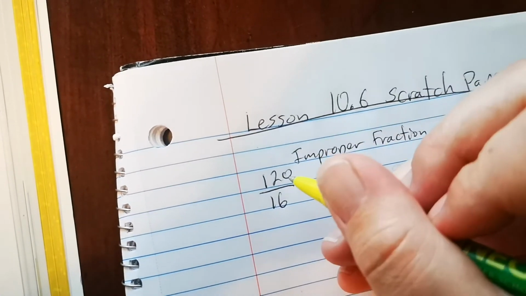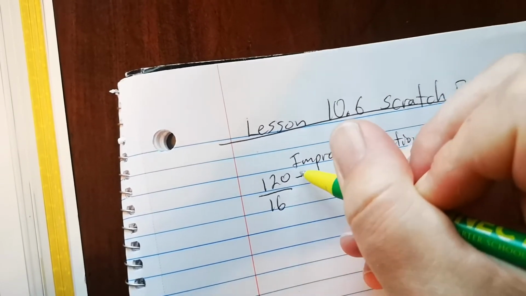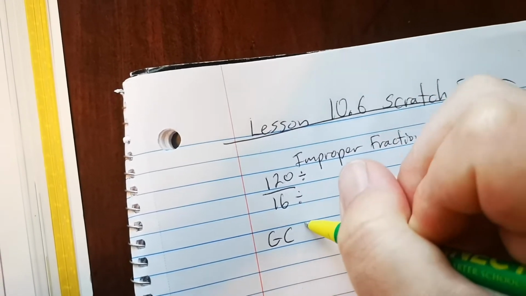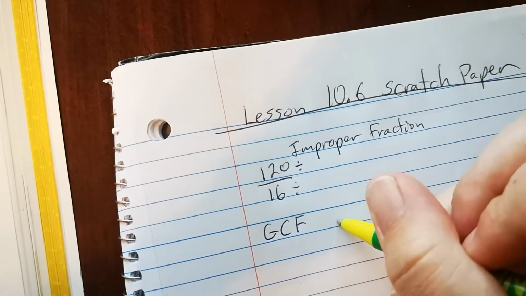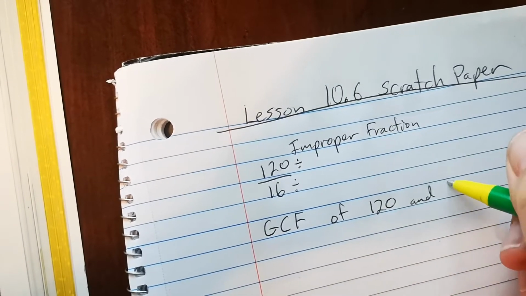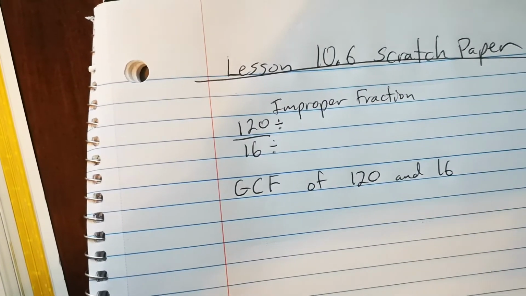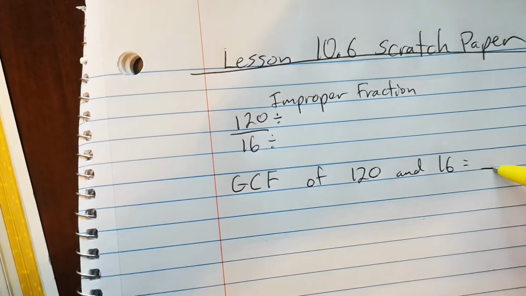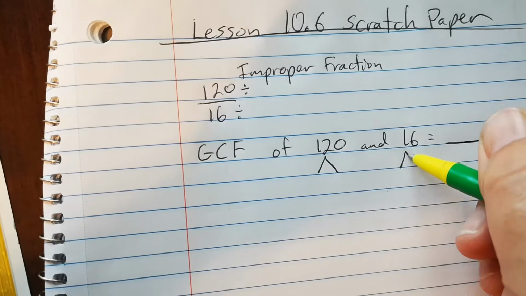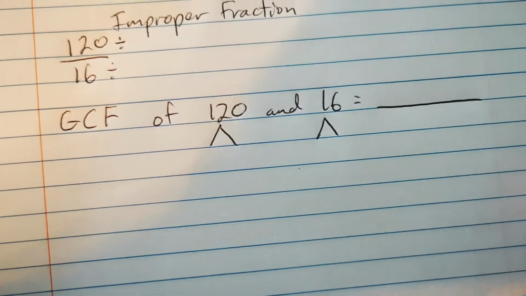So how am I going to find that right now? Well, I'm going to divide by the greatest common factor of 120 and 16. Okay? And do you remember how we found that? Well, we used our factor trees. And we factored till we got the prime factors of both numbers.